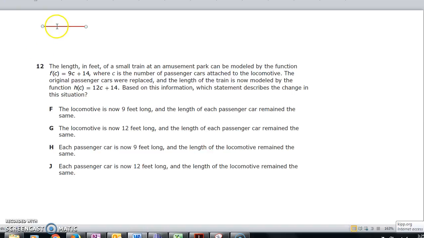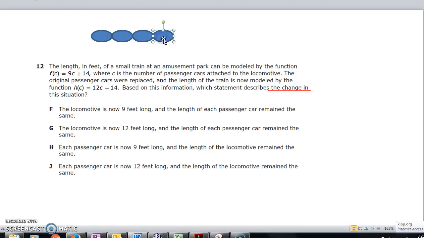Alright, so the first thing I'm going to notice is that this question is talking about the change. So something is changing. So I'm going to go back through this original problem and figure out what changed. It says we're talking about a small train, where c is the number of passenger cars attached to the locomotive. So just to make sure we're all on the same page, if we have a train, we have passenger cars, like this. The passenger cars are all the same length.